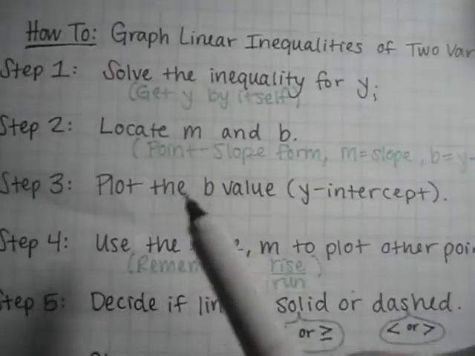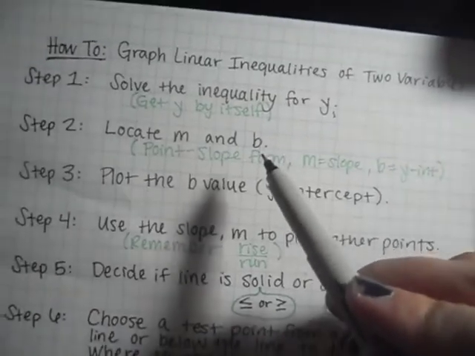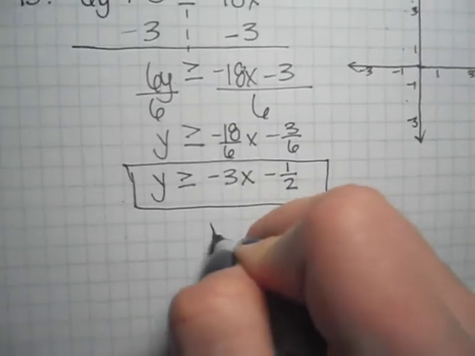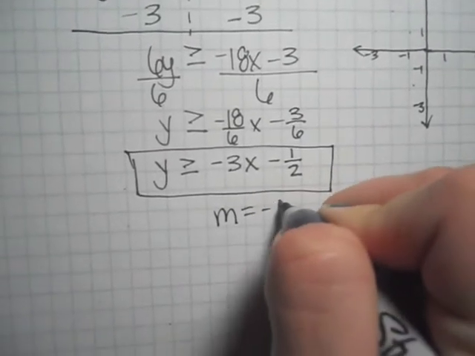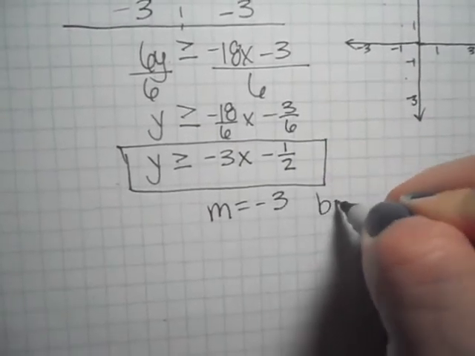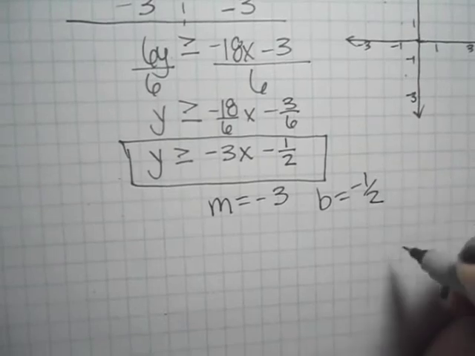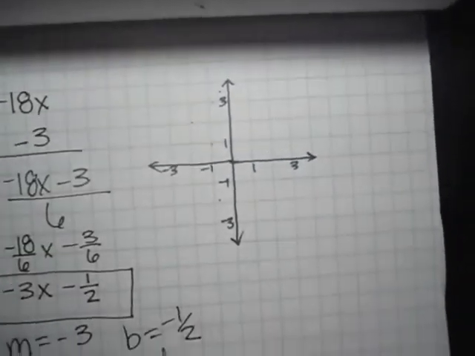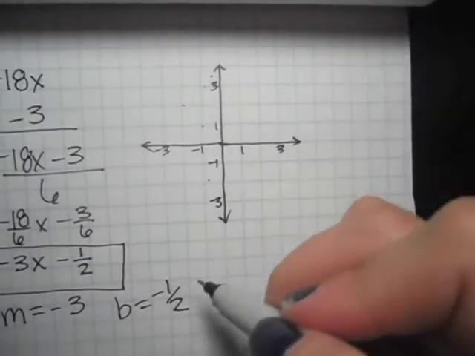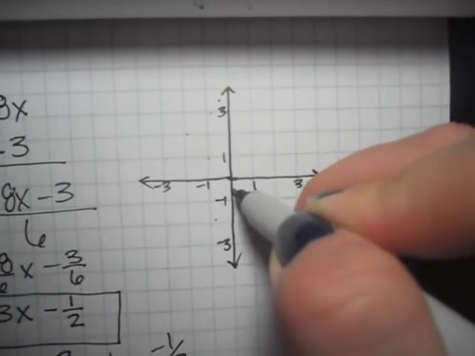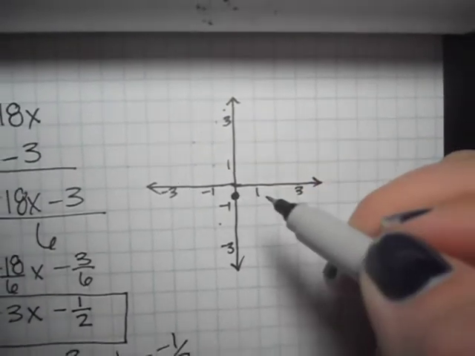Okay, the next step, locate m and b. Once we do that, we need to plot the b value. Our m is what's going to be multiplied to the x right there. So m is negative 3. Our b, negative 1/2. Alright, so we've got our b and our m. Let's start with b, graph it. b is negative 1/2. Remember, negative 1/2 falls in between 0 and negative 1, so we'll put our point there.